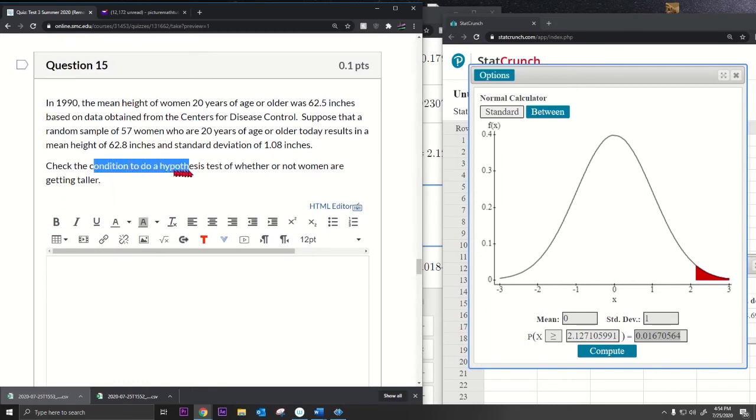Check the condition to do a hypothesis test of whether or not women are getting taller. Now, I don't see any percentages here. Taller, that is a numerical variable, height. So the conditions here are different.